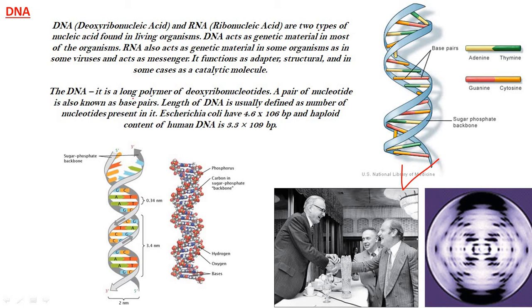DNA is a long polymer of deoxyribonucleotides. A pair of nucleotides is known as a base pair. The length of DNA is usually defined as the number of nucleotides present in it. Escherichia coli has 4.6 × 10^6 base pairs, and the haploid content of human DNA is 3.3 × 10^9 base pairs.